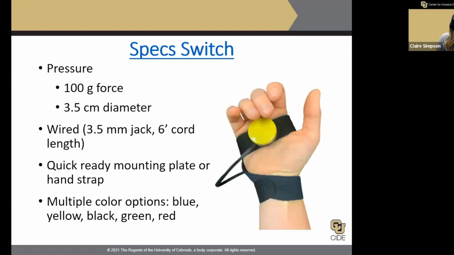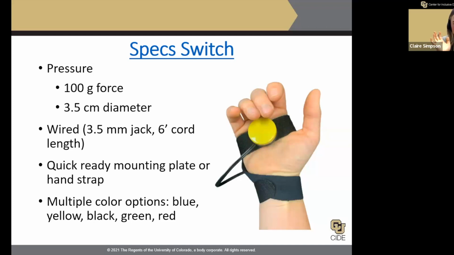So the SPECS switch requires 100 grams of force to activate, which is sort of right in the middle of the road compared to the next several switches that I'll show in terms of its activation pressure. Relatively small activation plate. We have a couple of versions of the SPECS switch in the loan library. So we have the regular SPECS switch that's just on a plate, which can be attached to a mount with Velcro or with screws. But we also have the one that's pictured here, which attaches via Velcro to this hand strap that wraps around the palm and the wrist.